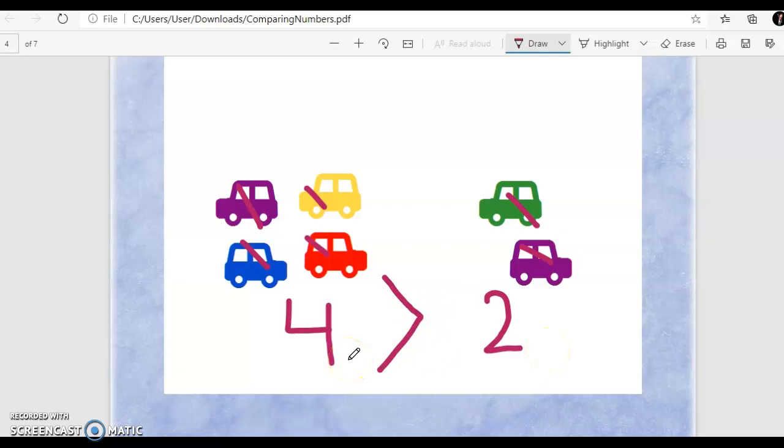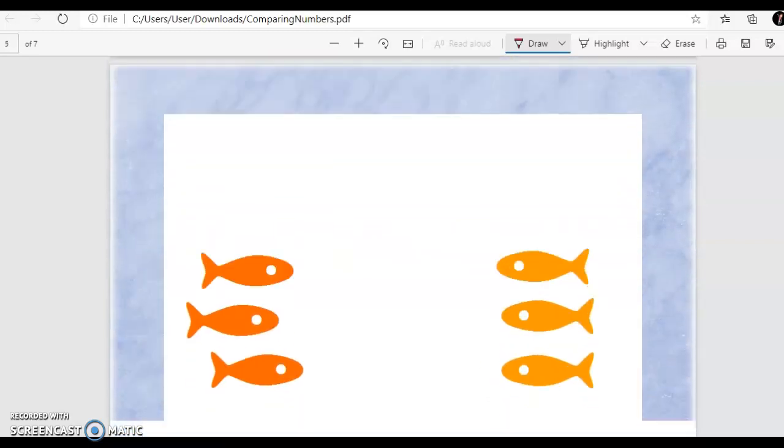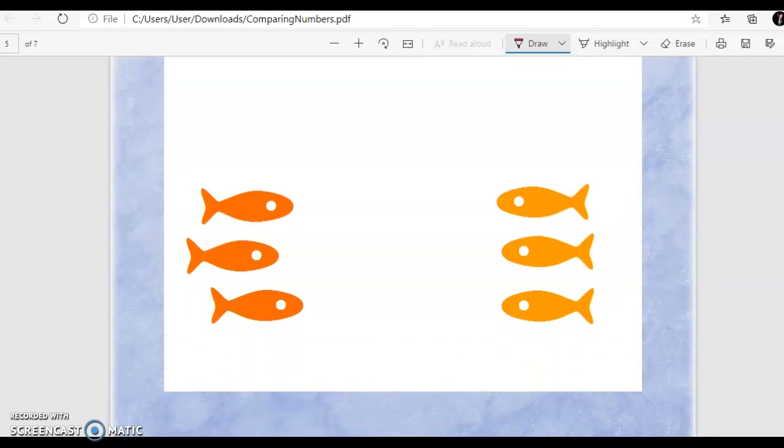Let's read now the comparing sentence. 4 is greater than 2, or 2 is less than 4. That's great. Now let's compare the number of the fish in these two groups. Here I have 1, 2, 3 fish. And here in the second group, 1, 2, 3.